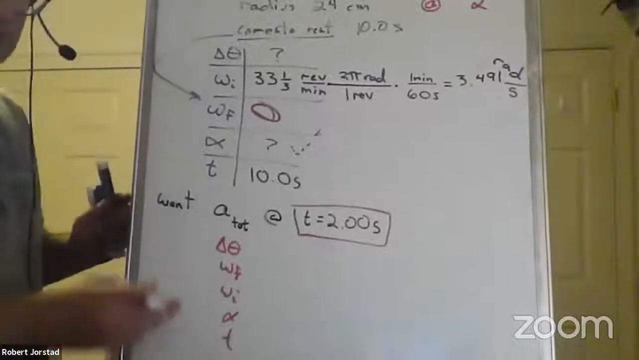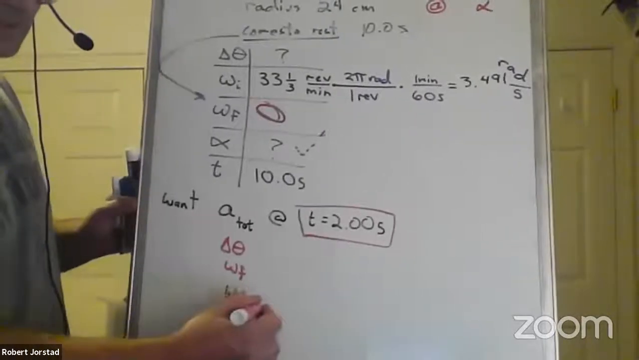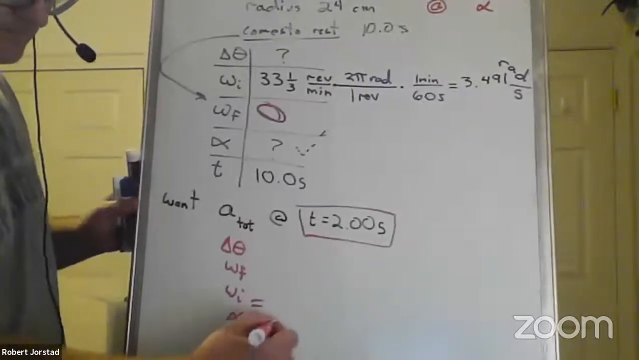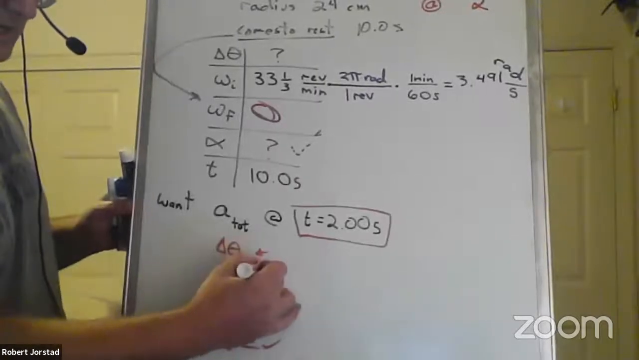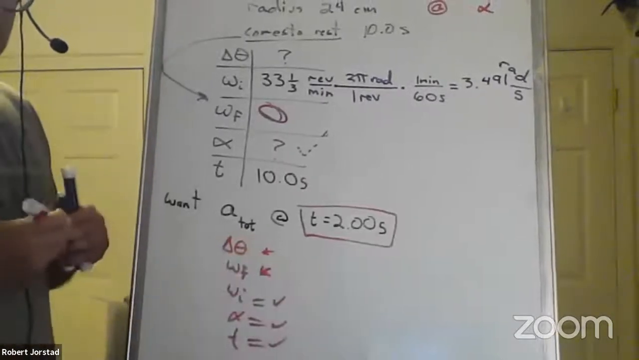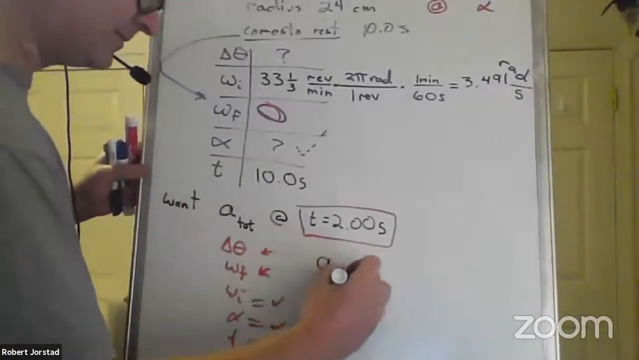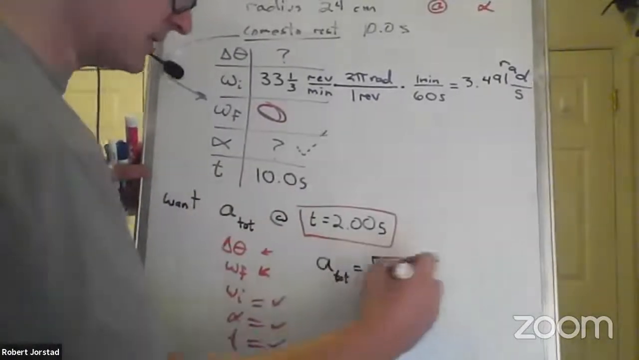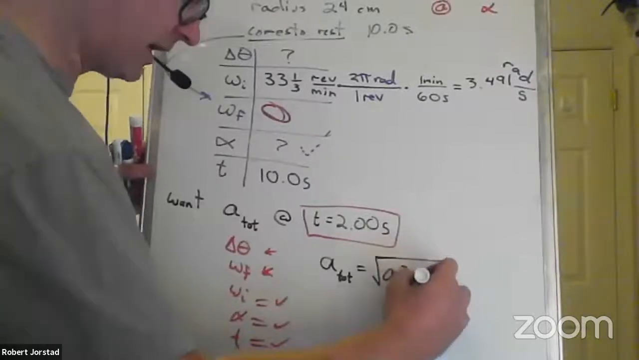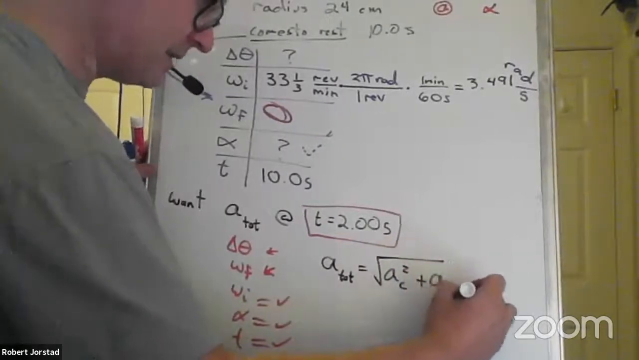Sorry, that's a little off the page there. So we've got this, and this, and now it's figuring out these things. Now, in this case, we are told a total is equal to the square root of the centripetal component squared plus the tangential component squared.